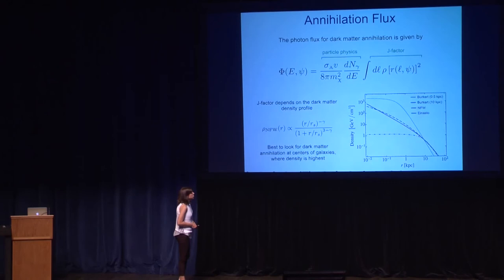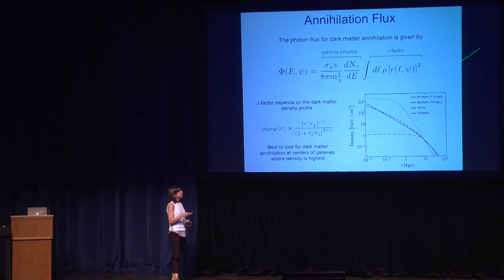So when you calculate what the annihilation rate should be for a dark matter particle, it depends both on its particle physics properties as well as its astrophysics properties. On the particle physics side, things that factor in are its cross-section, its mass, the number of photons you expect to get in that showering process. And then on the astrophysics side, it's the dark matter density squared. And this term here, the part that's the integral over the dark matter density squared, is referred to as the J factor. I'm going to make reference to that over the course of the talk.